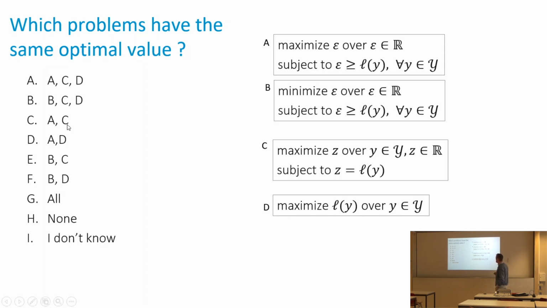For example, here I'm showing a number of optimization problems. The first one is saying maximize epsilon over all epsilon in R, subject to epsilon being larger than some function of y for all y that satisfies some constraint. Same thing for minimize. And here another thing, maximize z over y in some set, z in R, subject to this equality constraint, or maximize this function L of y over y in the set of constraints. Which of these problems are in fact equivalent rewritings?